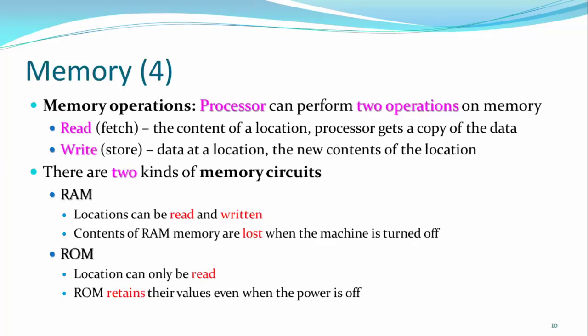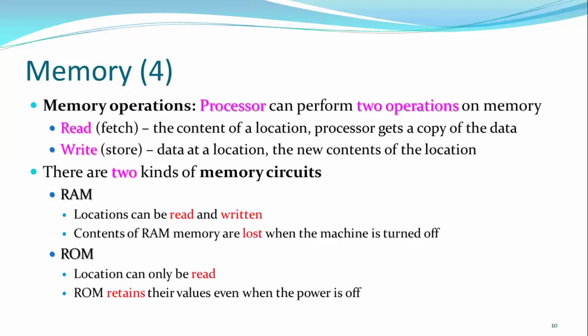And for the write, that means you are trying to store some data in a particular location in the memory. You are writing means you are storing the new data at a location. The new content of the location, that is the write. So these are the two basic operations performed by the processor on the memory.